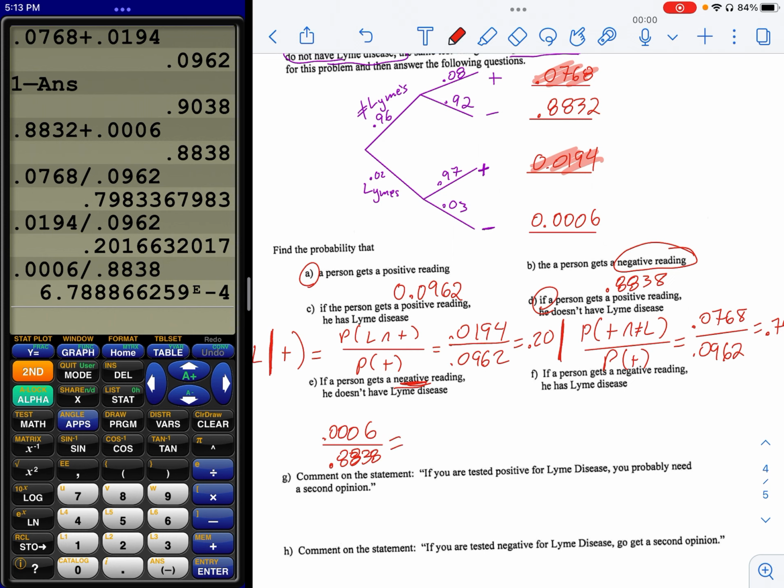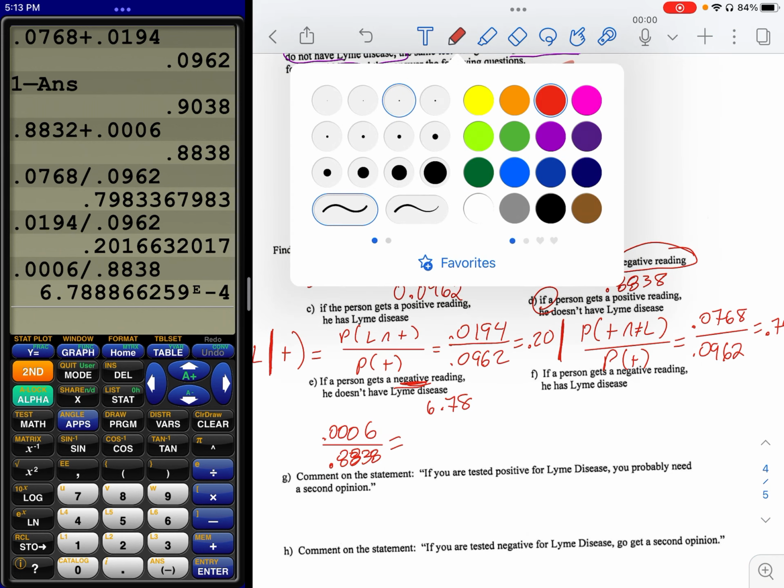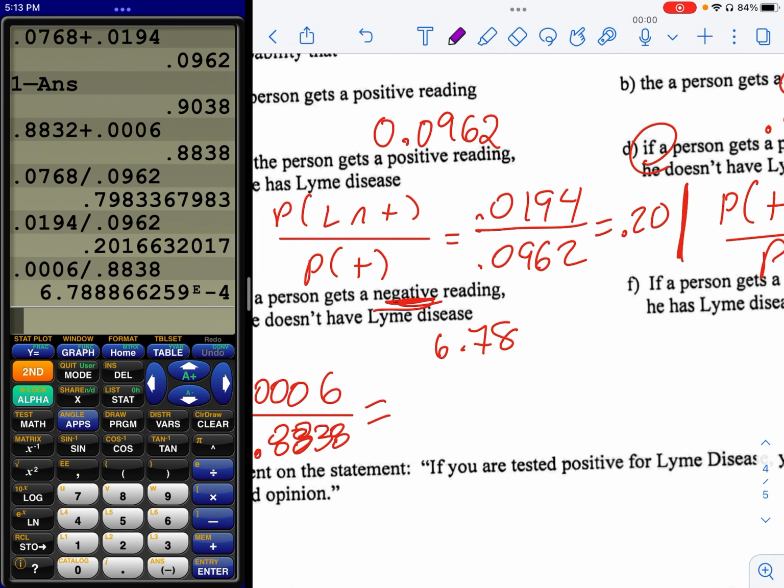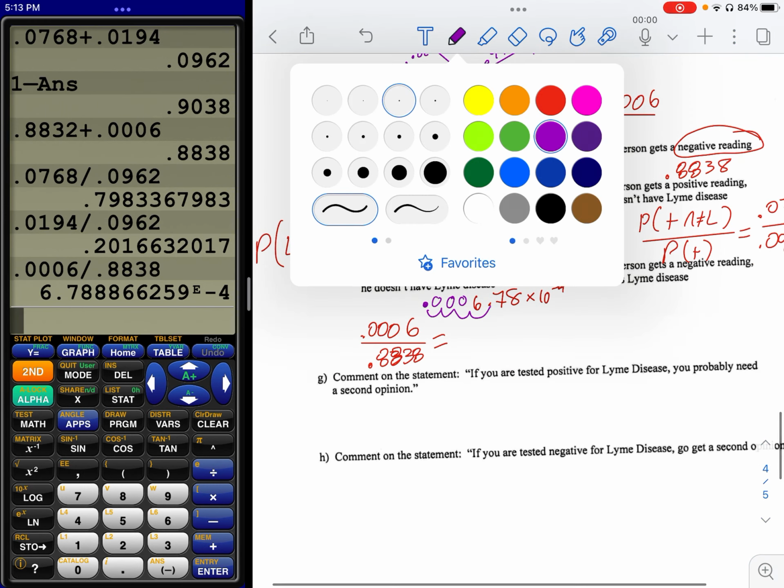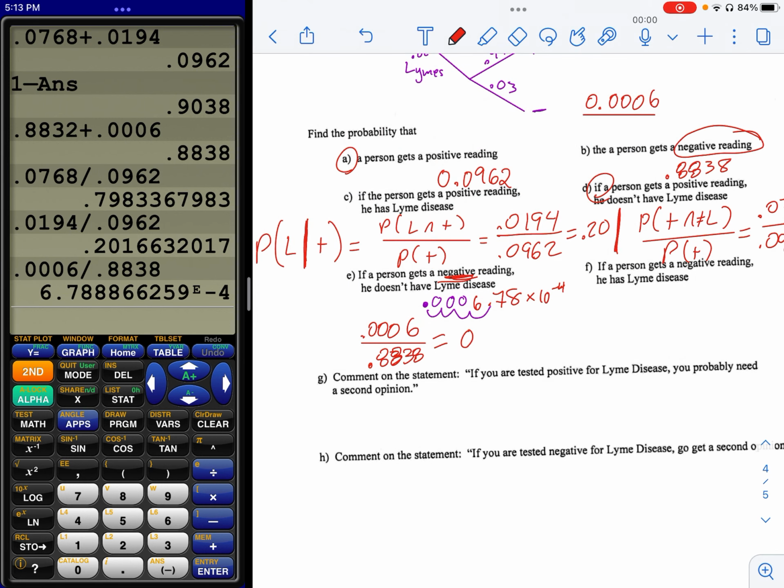So remember, scientific notation means you take that decimal and you move it. It says times 10 to the negative 4, right? So you move it 4 places, 1, 2, 3, 4, put your new decimal there, fill in the zeros. So in other words, not very likely. 0.00678.